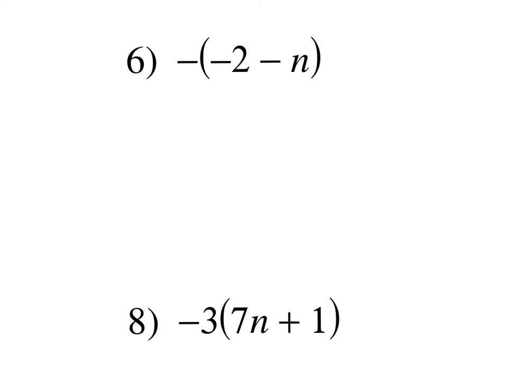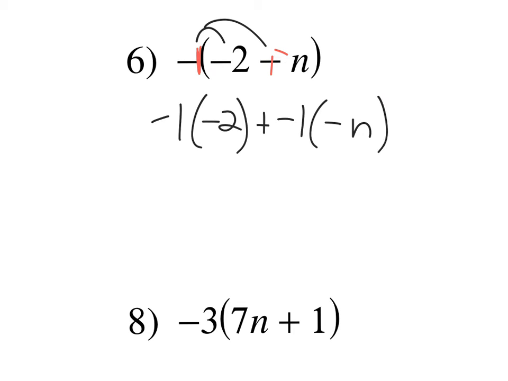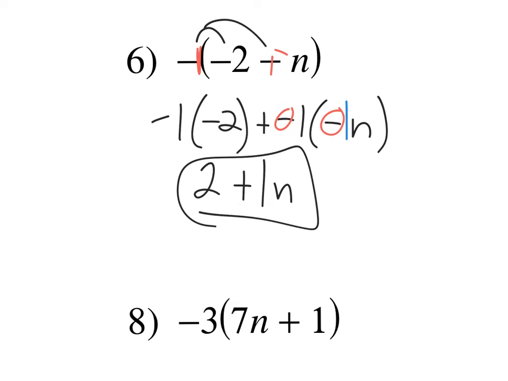Number 6, there's not a number there, so we can put a 1 next to that. So it's like we're distributing a negative 1. Also inside the parentheses, you can add the opposite. So we could do negative 1 times negative 2 plus negative 1 times negative n. Negative times negative would be a positive 2 plus, again, we got a negative times a negative, that would be a 1n or just n. If you wanted to put a 1 next to the n here, you can as well. But anyway, our final answer would be 2 plus 1n.